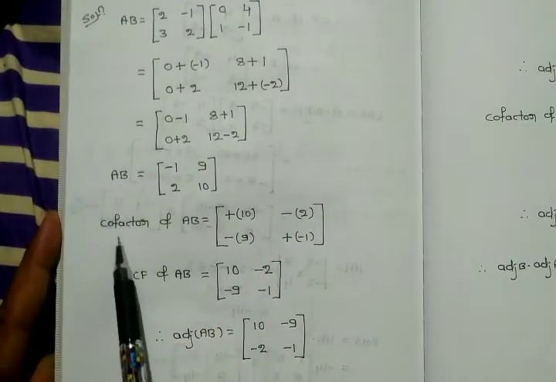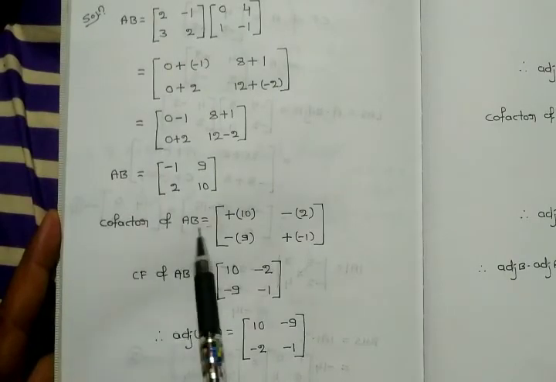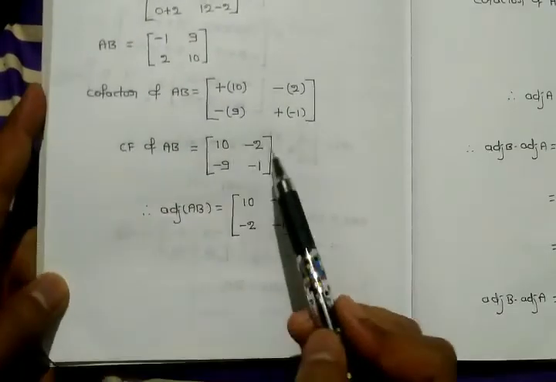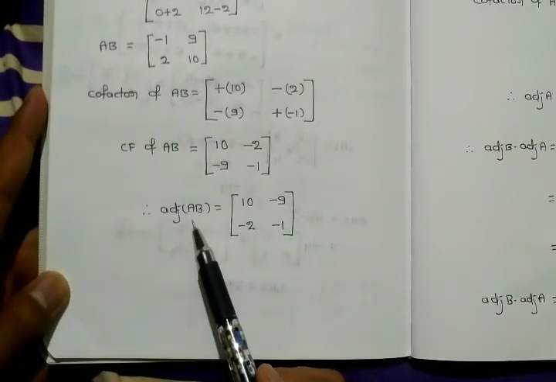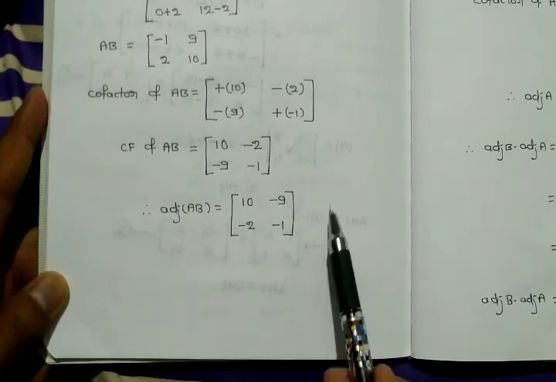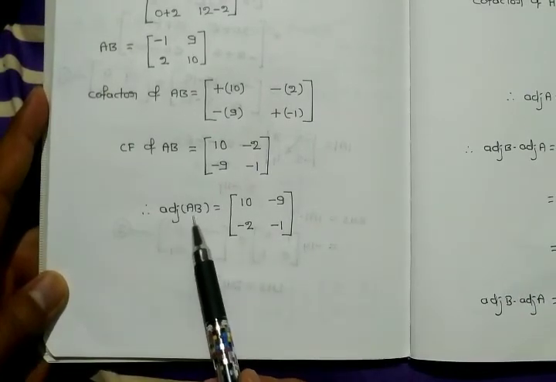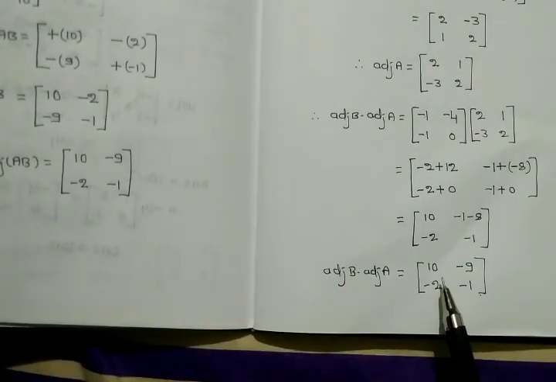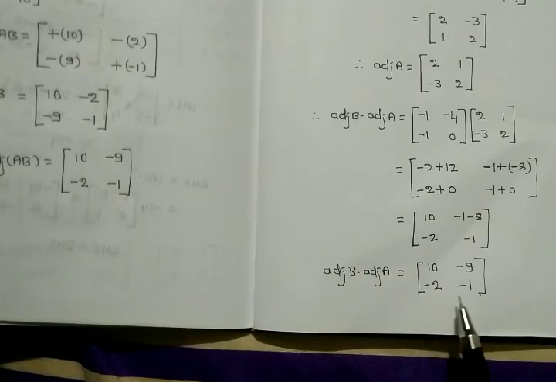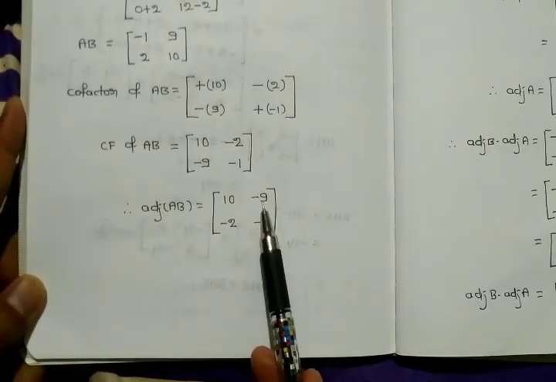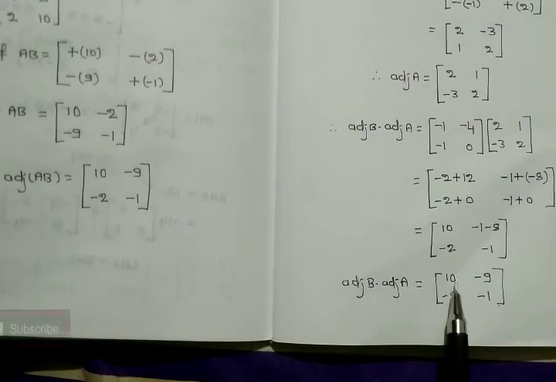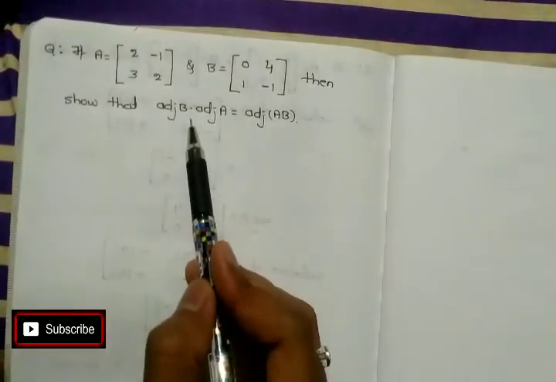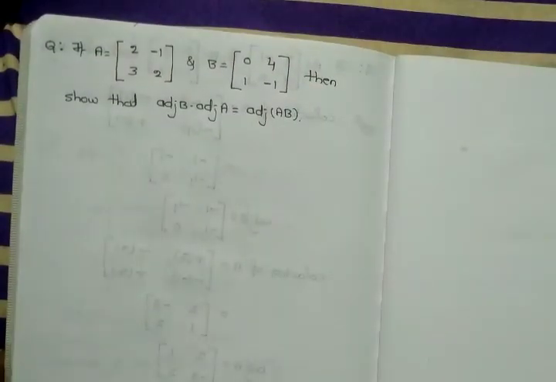Once you get AB, the next step is to find the cofactor of AB. This is the value of the cofactor of AB. Next, take the transpose of the cofactor of AB, and you will get adjoint of AB. Call this 2. Once you get adjoint of AB, you have to compare it with the first equation. The first one is 10, minus 9, minus 2, 1. The second is 10, minus 9, minus 2, 1. So these two values are the same. Therefore, note down that the left hand side value is equal to the right hand side.